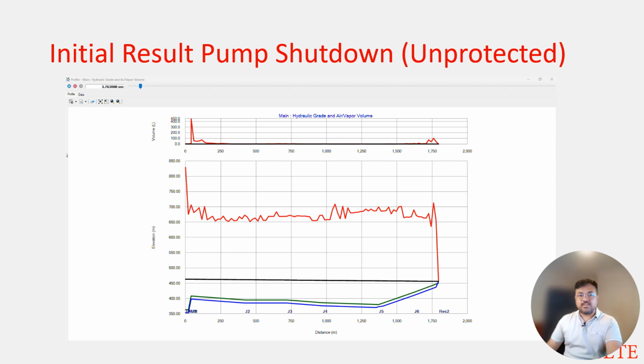After running the simulation of the unprotected system, we have here the animation of the hydraulic grade line and the air vapor volume. This is a good thing about Bentley Hammer: you can generate an animation to see the behavior of the pressure. So let's have a look.